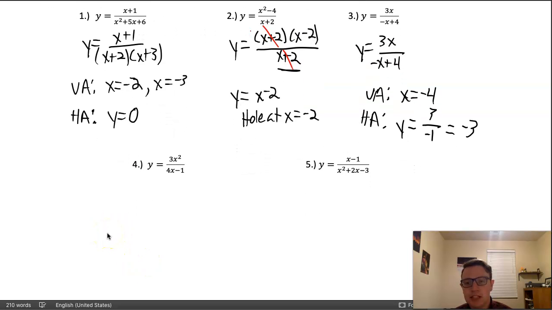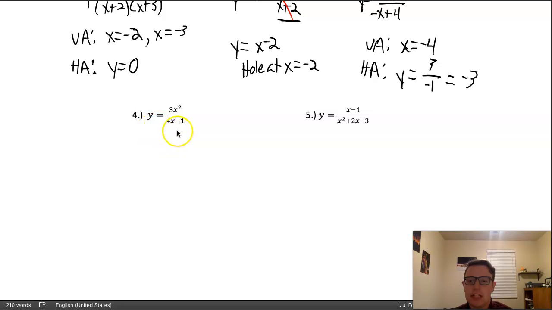Just 2 more of these. Starting with this first one, y is equal to 3x squared over 4x minus 1. What is this going to be factored? That's a trick question. We don't need to factor this. So we'll leave this as y is equal to 3x squared over 4x minus 1.